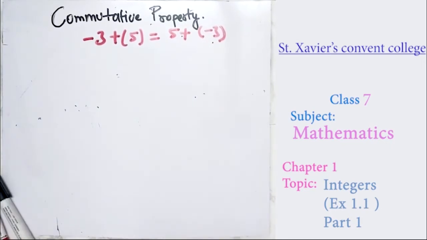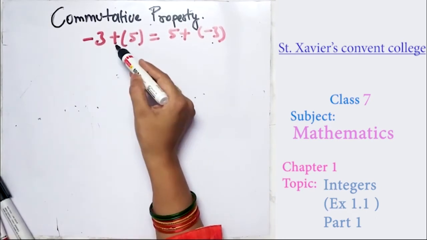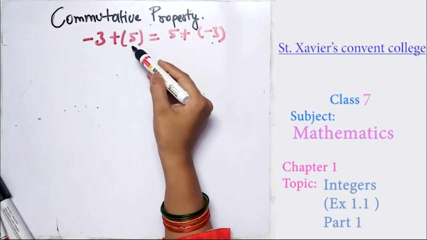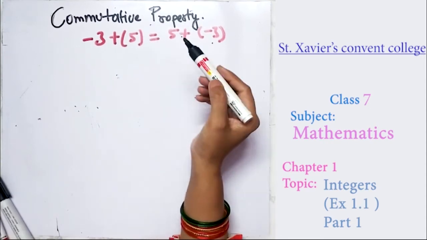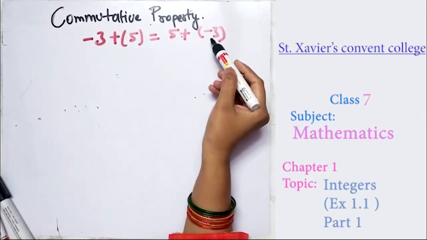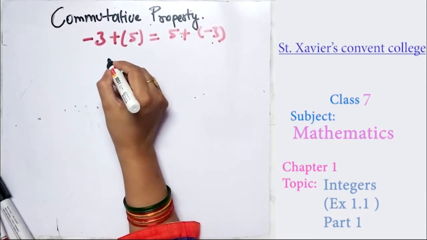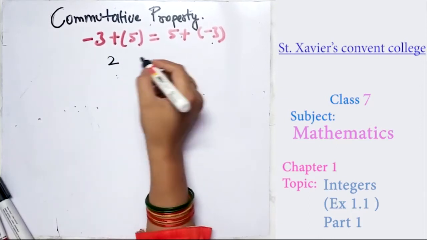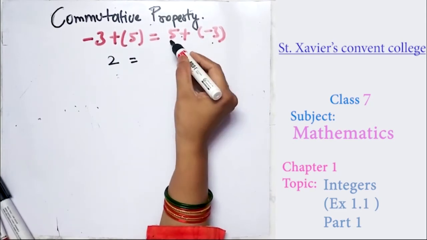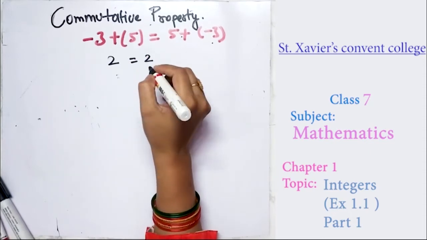So for the commutative property, I have taken an example. I have taken minus 3 plus 5, that is, minus 3 is a negative integer added with 5, a positive integer, and it is equal to 5 plus minus 3. If you add them, minus 3 plus 5 gives you 2. And 5 plus minus 3, that is 5 minus 3, gives you 2. This is the way the commutative property holds.